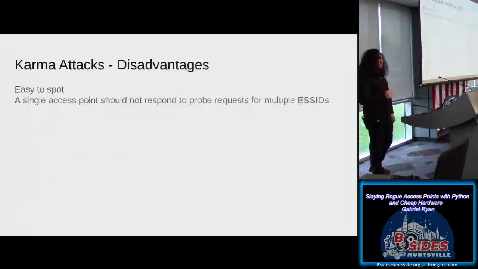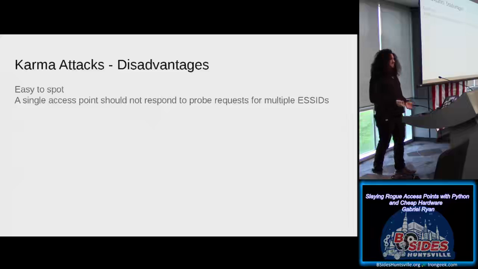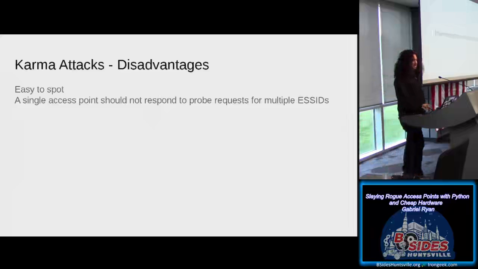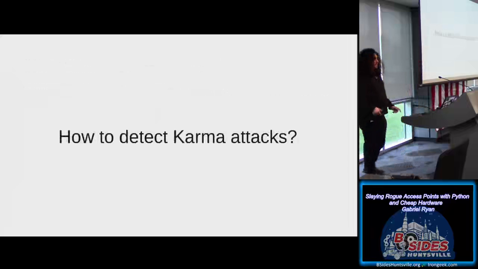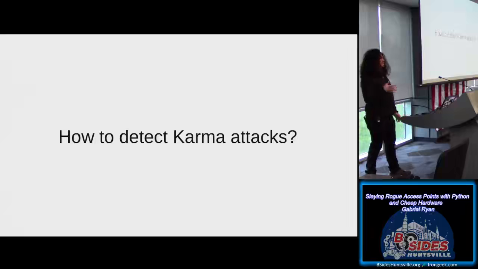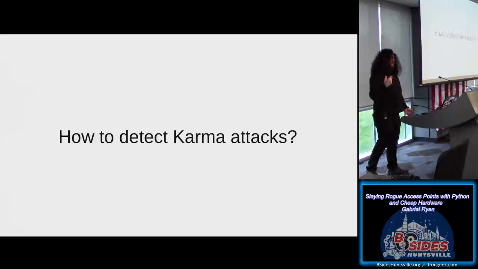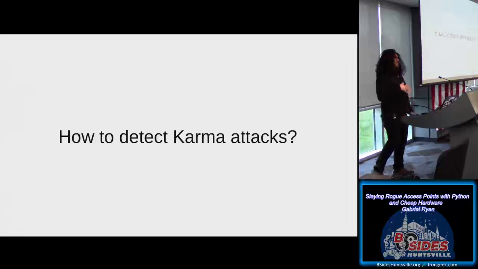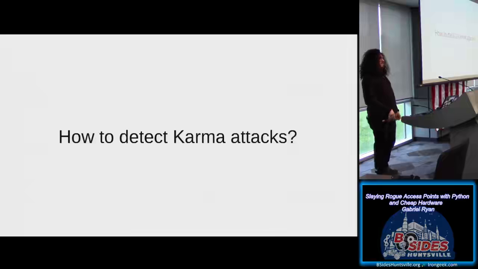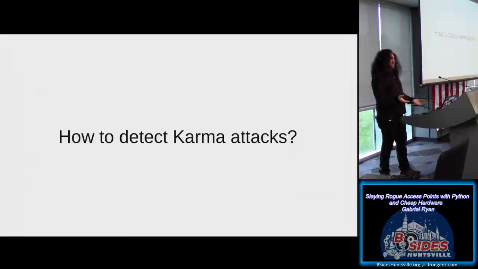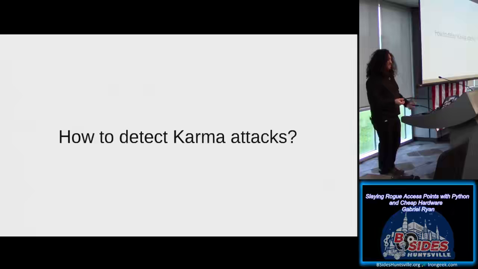What are the disadvantages? It's actually really easy to spot. And the reason for this is that a single access point should not respond to probe requests for multiple ESSIDs. So let's use a bar example, because we like bars. Let's say that you walk into a bar, and you're looking for your buddy at the bar. Actually, you've never met your buddy. It's a blind date. And his name is Bob. So you walk into the bar, and you say, is anyone here named Bob? And some sketchy dude in a DEF CON t-shirt in the back says, yeah, I'm Bob. That's me. So you might be inclined to believe him, because why would he lie about that? You just said he's Bob. Why would he lie about your name?